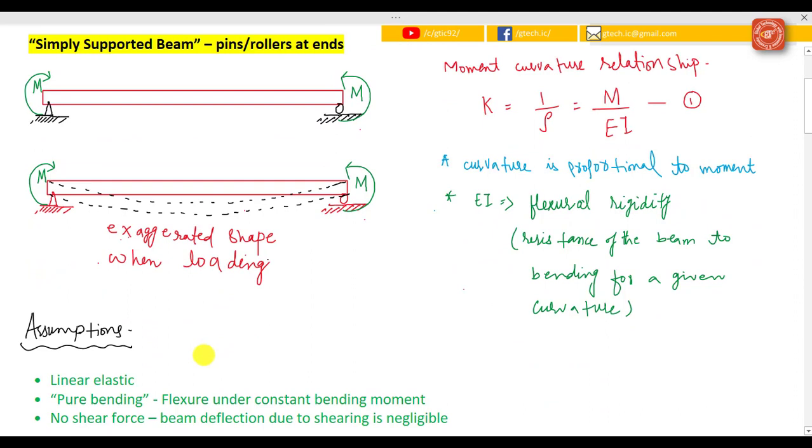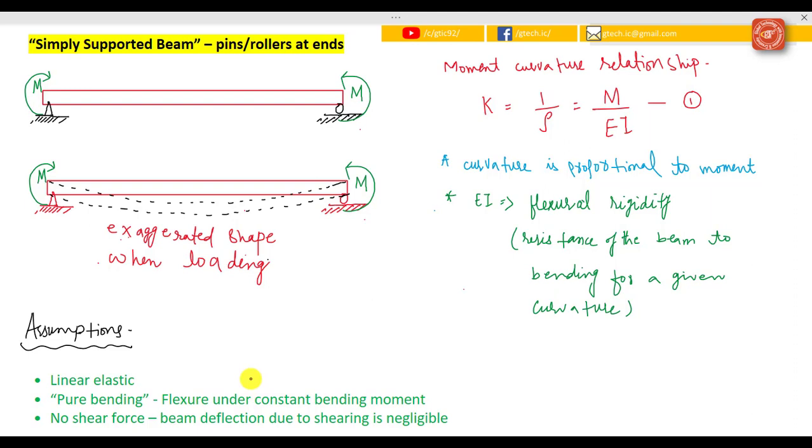Here we made some assumptions, that our material is linear elastic. We are considering pure bending, meaning the flexure is under a constant bending moment with no shear force, and the beam deflection due to shearing is negligible.